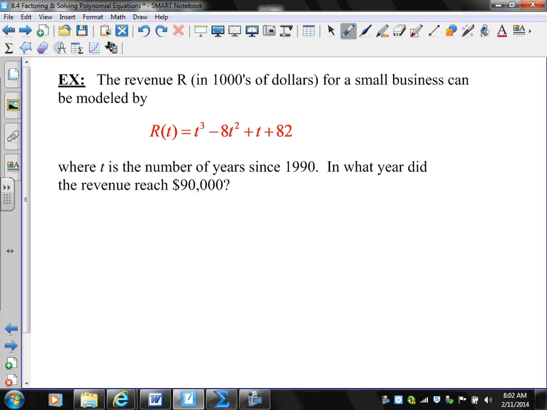Okay, so first of all, I'm going to notice that R is in thousands, and here's my revenue down here. So when I substitute in my value that I have there for $90,000, I'm not putting in 90,000. I'm just going to put in 90 because this is in terms of thousands of dollars. Okay, so this is my revenue, 90,000. So I'm going to put that in for R of t, and then write the rest of the function.